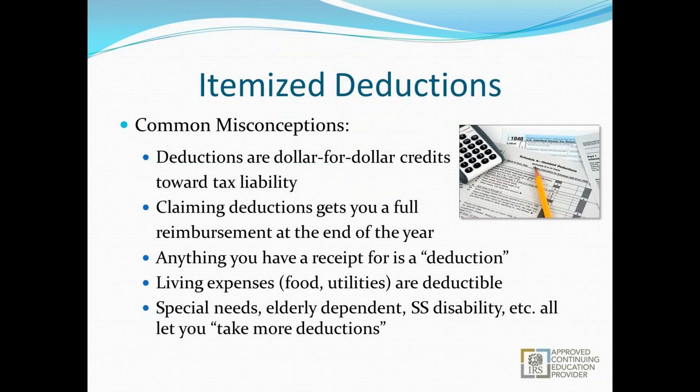And another common one is that special needs, elderly dependents, social security disability, all of these types of things let you take more deductions. It is definitely true that you do get a disability increase to a standard deduction, but other than that, there's really no outright extra money or special tax rates for special needs, elderly dependents, or social security disability. They don't give you more credits. They don't make your EIC higher. Even though that's not even an itemized deduction issue, these misconceptions are fairly common when you are talking to someone and doing the interview process.